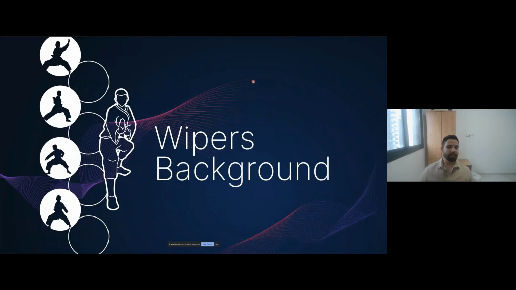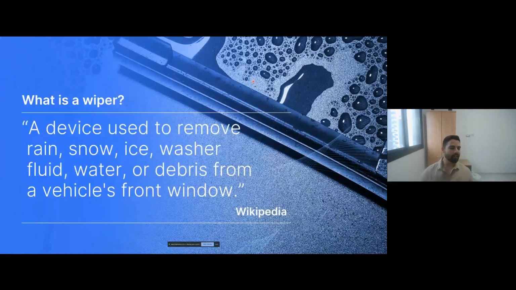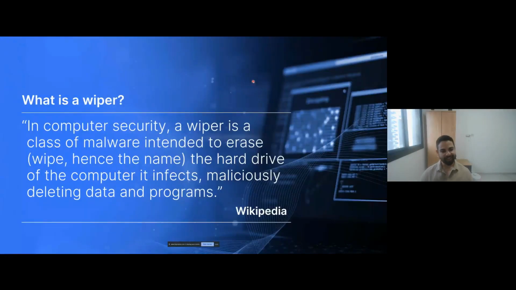And that is exactly what I did. I looked up wiper in Wikipedia, and what I saw is that according to Wikipedia, a wiper is a device used to remove rain, snow, ice, washer fluid, water, or debris from a vehicle's front window. But of course, this is not the wiper that we're going to talk about today. We are going to talk about the wiper malware. And once I looked up wiper malware in Wikipedia, I saw that in computer security, a wiper is a class of malware intended to erase the hard drive of the computer it infects, maliciously deleting data and programs.